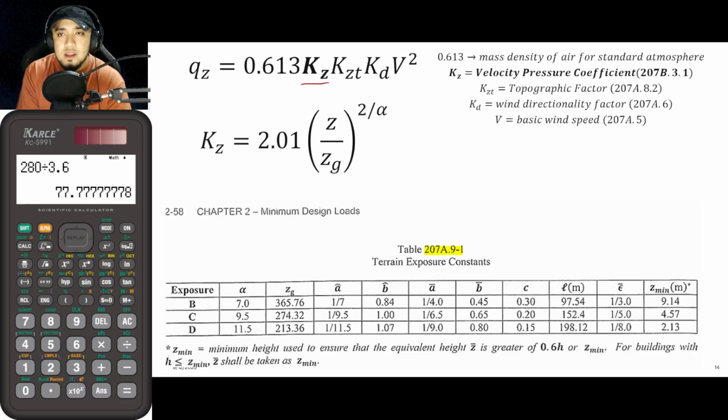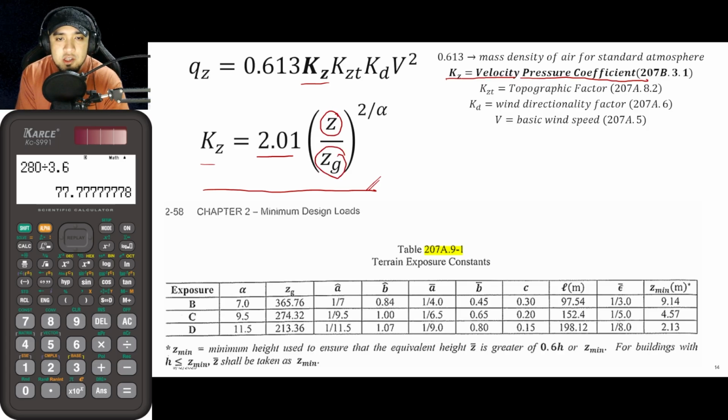So when we say Kz, that stands for the velocity pressure coefficient, and it is now given by this equation, where Kz is equal to 2.01 times the quantity of z, or the height where you are analyzing, divided by the value of zg, which could be seen in this table here, Table 207A.9-1, raised to 2 over alpha, which could also be seen here.